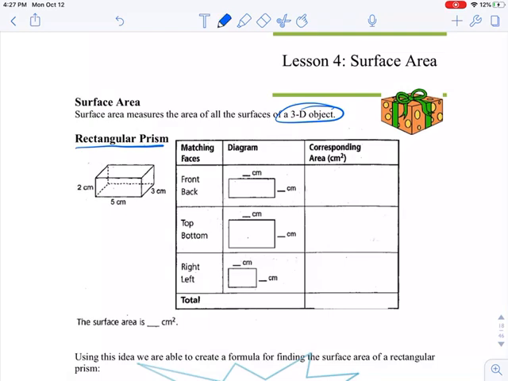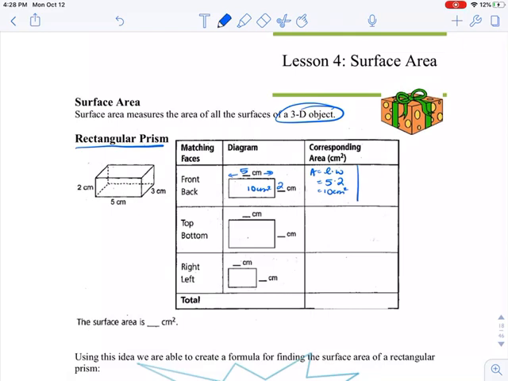Now in a prism, the front and back are the same. Think of any box, the front and the back are going to look exactly the same with the same dimensions. So if we use 5 for that distance measurement, and we use 2 for the vertical, we will get the dimensions of this rectangle. Area is equal to length times width, that is just 5 times 2, which is 10. So 10 centimeters squared is the area of one of them.